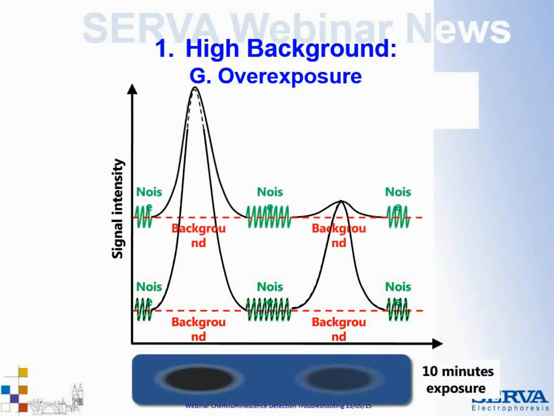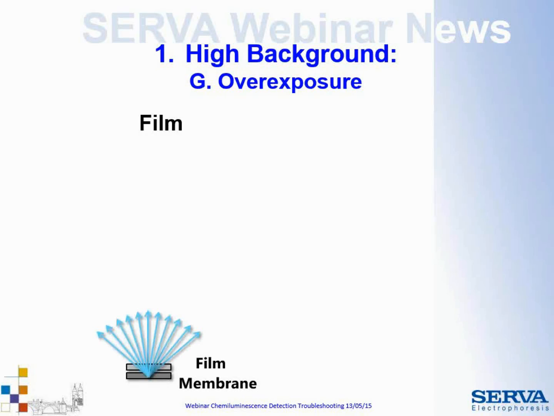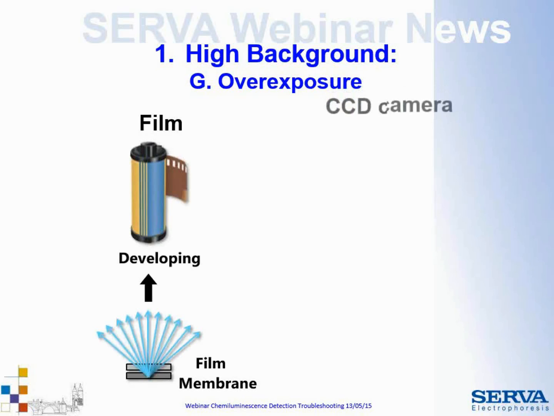But if you increase exposure time, it is difficult to distinguish between both signals, and the background also becomes higher. Okay, so overexposure is a main problem for detection with film directly on the membrane. So you will have the signals directly on the film.